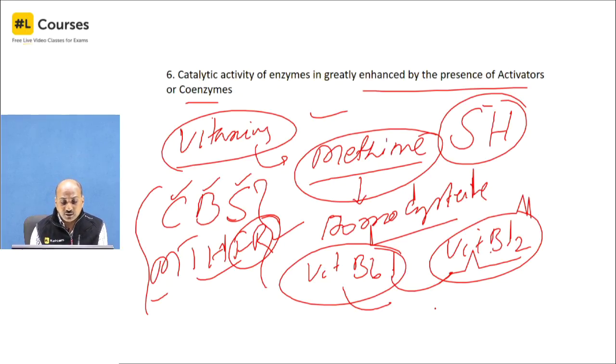Apart from that, this process is also affected by non-protein materials, which are purely organic compounds, which I already called coenzymes. So they are very, very important. One is ubiquitin, which is also a very important enzyme.